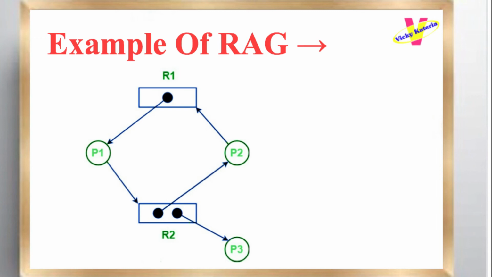Process P1 holds one instance of resource R1 and is waiting for an instance of resource R2. Process P2 holds one instance of resource R2 and is waiting for an instance of resource R1. Process P3 holds one instance of resource R2 and is not waiting for anything.